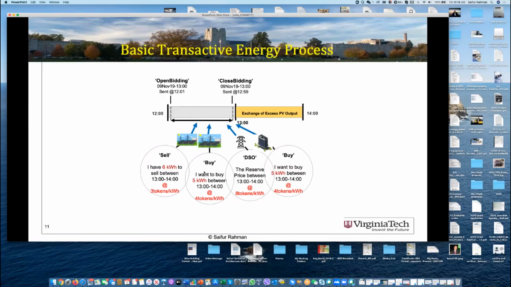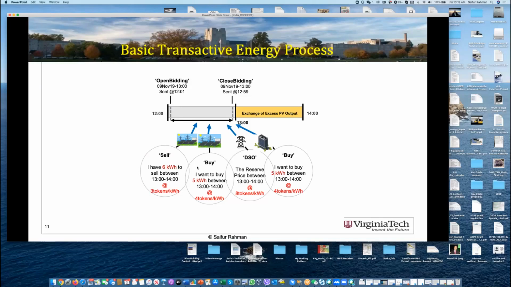Another person put a request on the network. He or she wants to buy 5 kilowatt hour in the same time frame, 1 to 2 p.m., and they're willing to pay 4 tokens. The distribution system operator who has to manage the trading says they would let the price go up to 8 tokens, no more than that. And then somebody else wants to buy 5 kilowatt hour at 4 tokens.